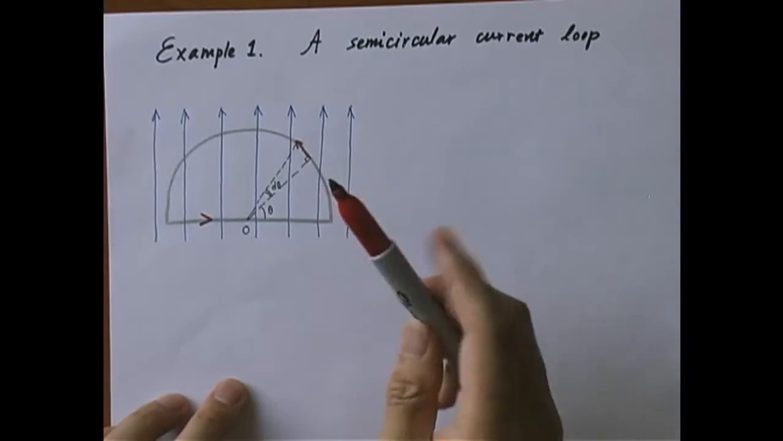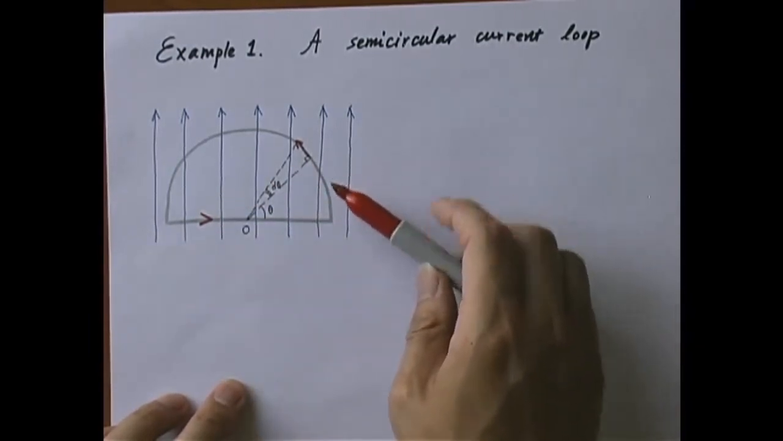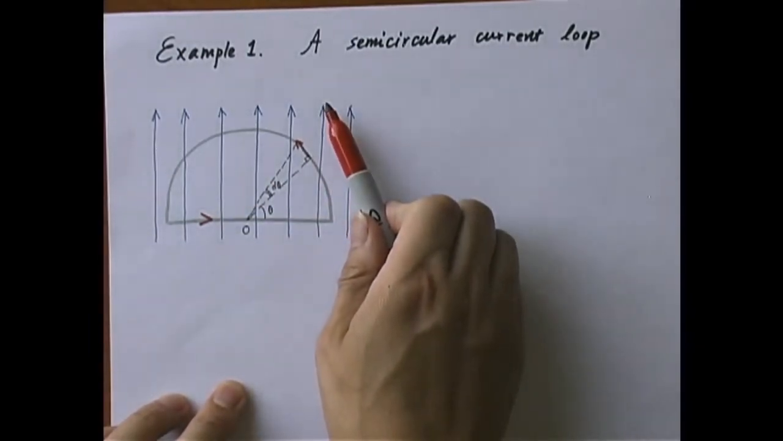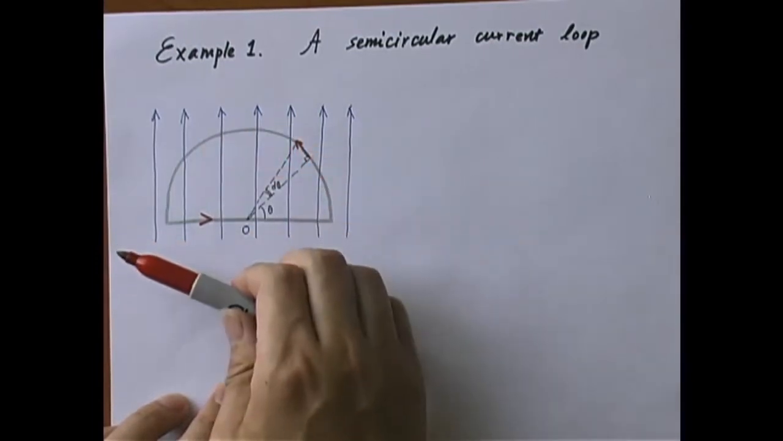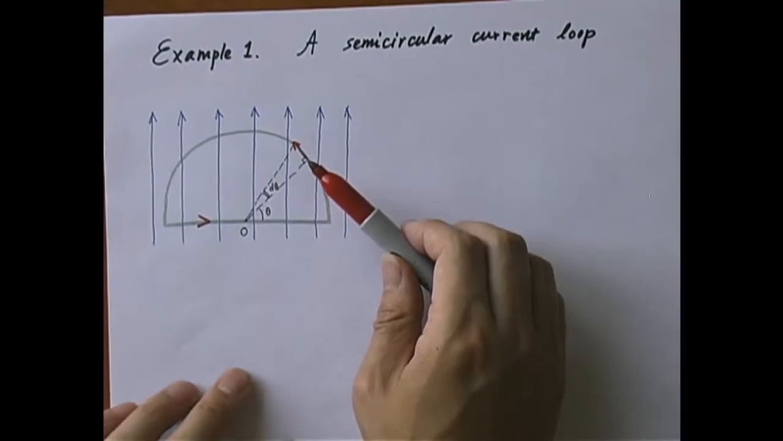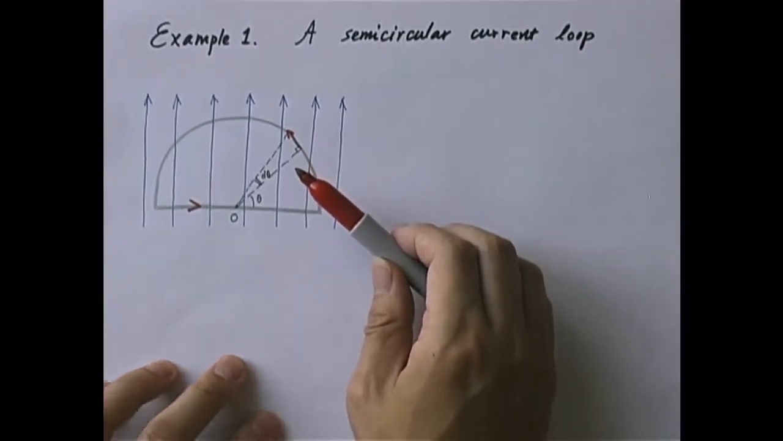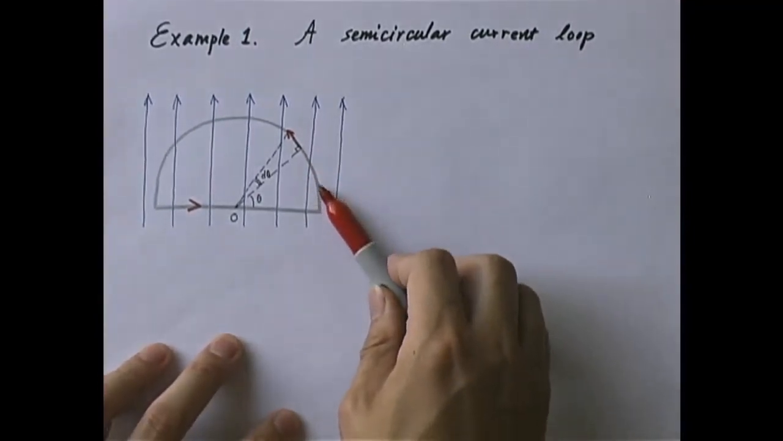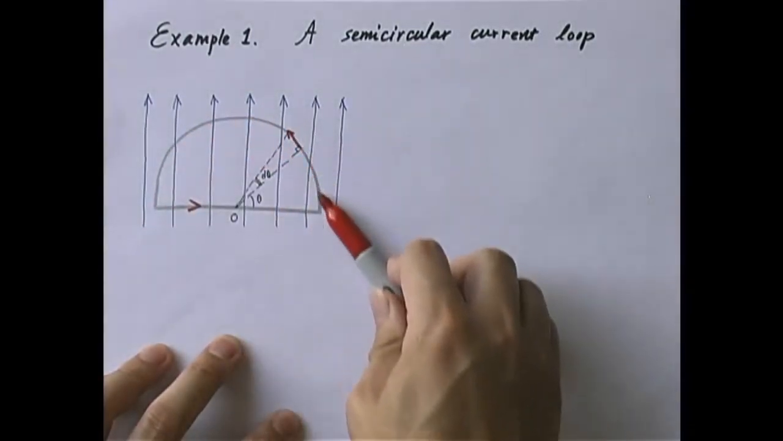Now, it is exposed to a uniform magnetic field pointing within the same plane which contains the semicircular loop. The semicircular loop carries a current I and has a fixed radius of r. Now, let us find the net force on the semicircular arc.